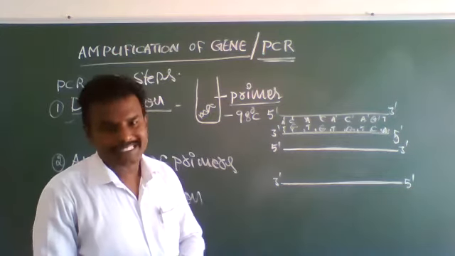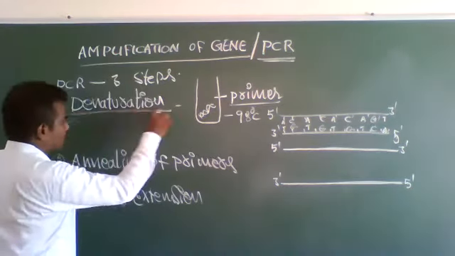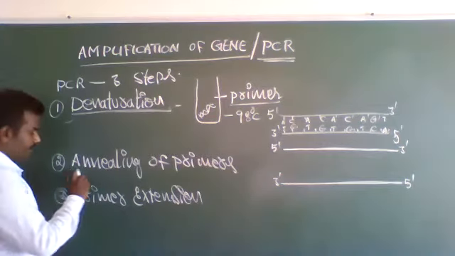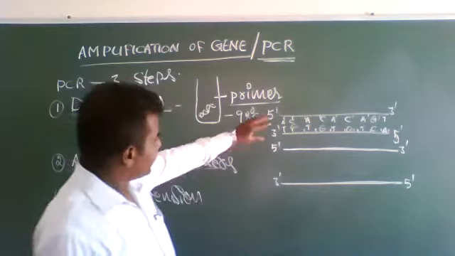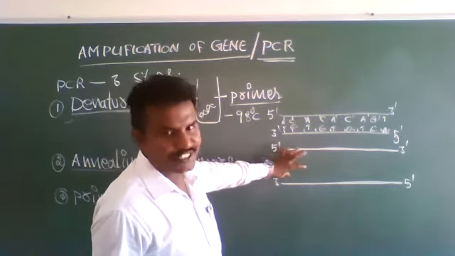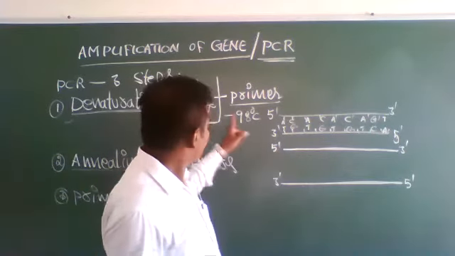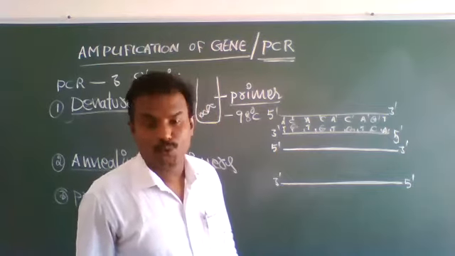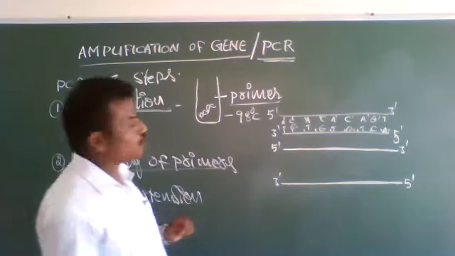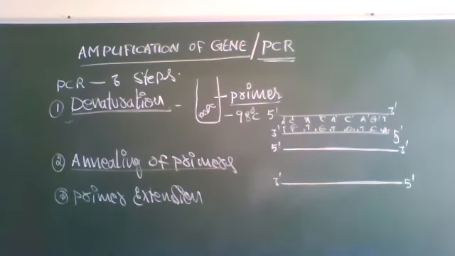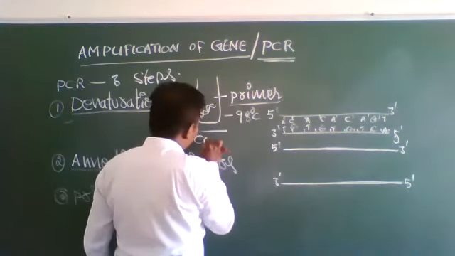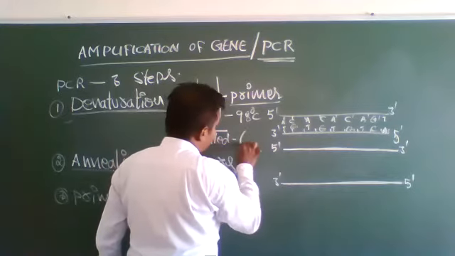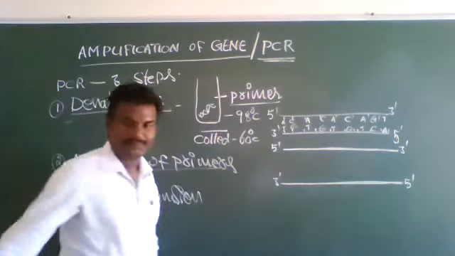The DNA dissociates into single strands. That is called denaturation. Next, annealing of primer. After separation of the two strands, this test tube is cooled to about 60 degrees centigrade.